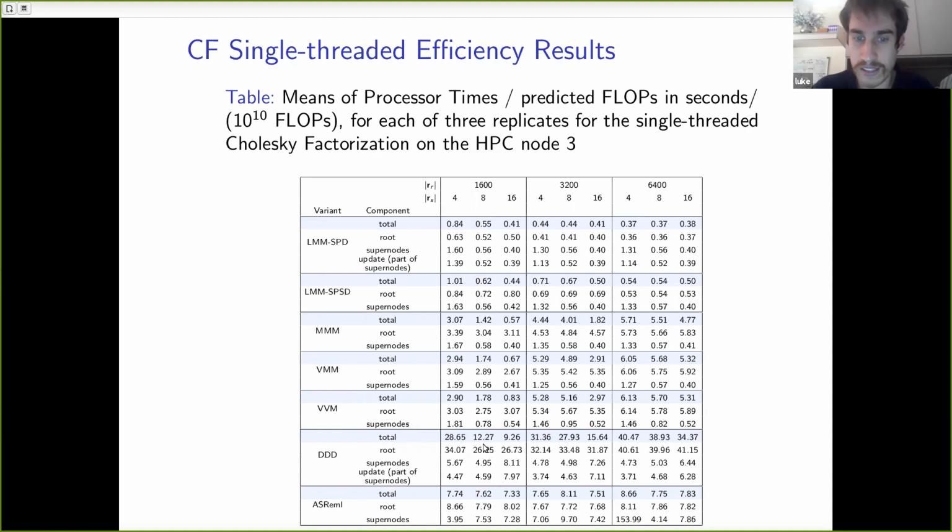The DDD variant is substantially worse for both the root and the supernodes. And AS Dremel is worse as well. AS Dremel appears to be roughly as good as the vector-based variants, which goes back to my theory of it implicitly using level 2 BLAS. Although one does have to remember, AS Dremel does have to do some bookkeeping, which will affect its runtimes.